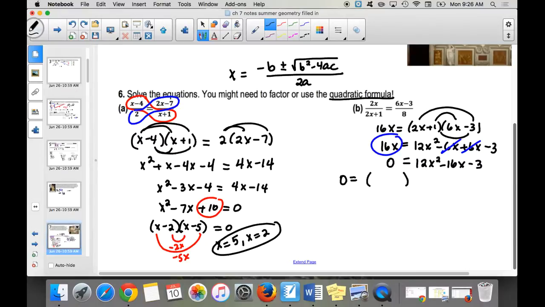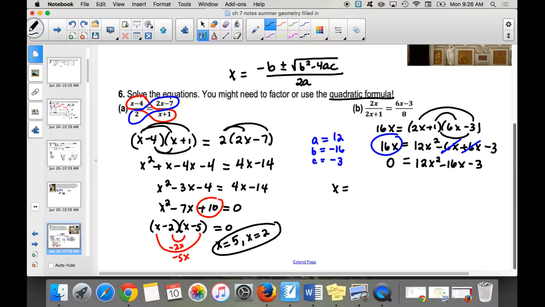So you could factor it, or you can use the quadratic formula. I told you on this one, let's go ahead and try using the quadratic formula. So we're going to have x is equal to negative b plus or minus the square root of. So we need to identify what a is, what b is, and what c is. So a is the number in front of the x squared, so it's 12. B is the number in front of x, it's negative 16, and c is negative 3.